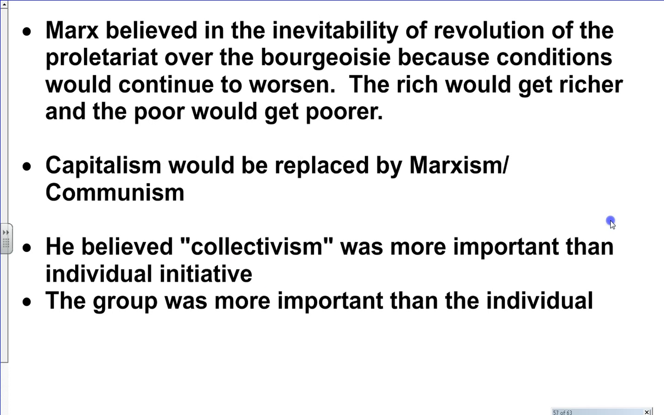Okay. Marx believed in the inevitability of revolution of the proletariat over the bourgeoisie because the conditions would continue to worsen. It would be kind of what is nowadays called a race to the bottom. The rich get richer, the poor get poorer. Capitalism would be replaced by Marxism. He believed collectivism was more important than individual initiative, working together for the greater good. The group was more important than the individual.